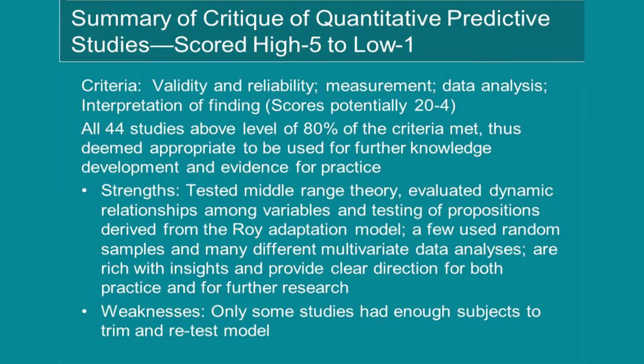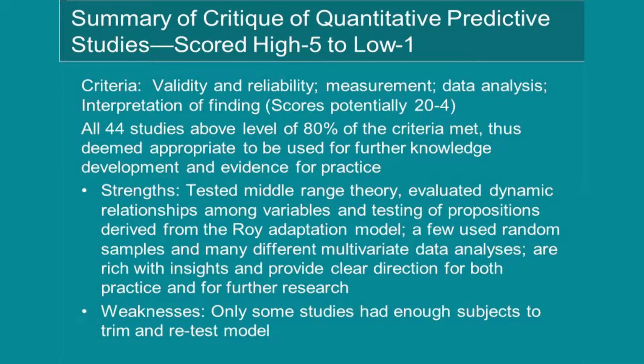So moving from the description to a summary of the critique of the quantitative predictive studies, again, scored from a high of 5 to a low of 1. The criteria included validity and reliability, measurement, data analysis, and interpretation of findings, as before. The scores then potentially were 20 to 4. All 44 studies were above the level of 80% of the criteria met, and thus deemed appropriate to be used for further knowledge development and the evidence for practice.